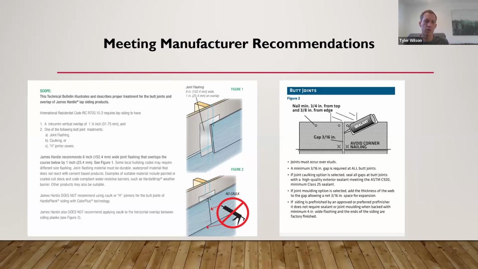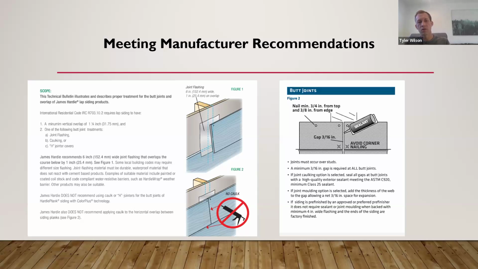Each manufacturer has maybe a slightly different recommendation for what they do, but they're all similar. You can see here on the left, I've got Hardy's guidelines. They've got a few different options, either a joint flashing, which could be our product, or it could be other options such as cutting up a Tyvek scrap or party wrap scrap or a felt paper or something like that, or caulk it. Those are all viable options. If you look down further, it does say that they do not recommend applying caulk, and then they also do not.